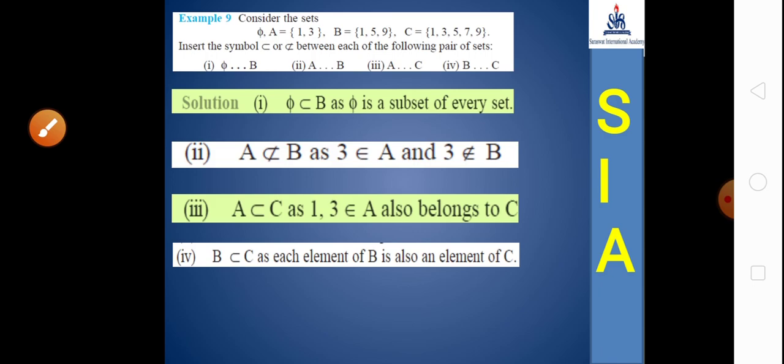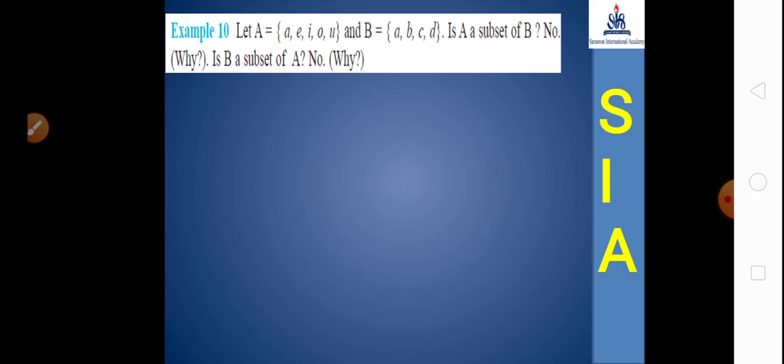So easily, students, you understood your example 9. Next, 10th one: set A is {A, E, I, O, U} and B is {A, B, C, D}. Is A a subset of B? No, the elements of A are not all present in B. Similarly, B's elements are not present in set A. So finally, A and B are not subsets of each other.